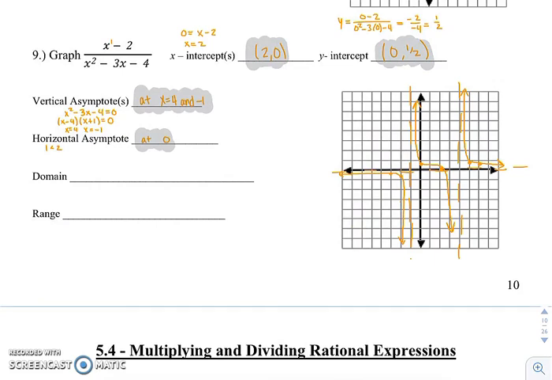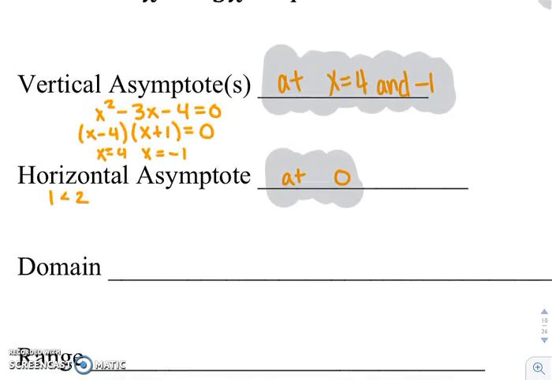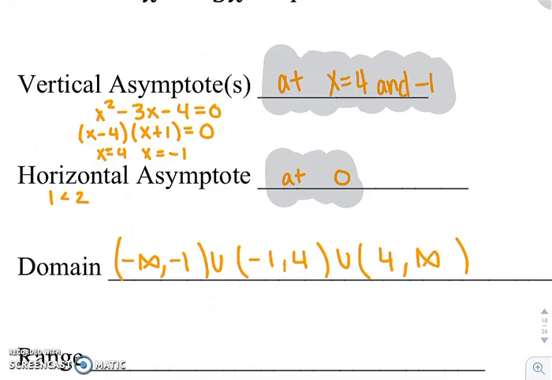So for your domain and range, your domain is always still skipping over those vertical asymptotes. So we've got 3 sections. That first section is from negative infinity to that first asymptote, which is -1. Then the middle section is from -1 to 4. That third section is from 4 to positive infinity.